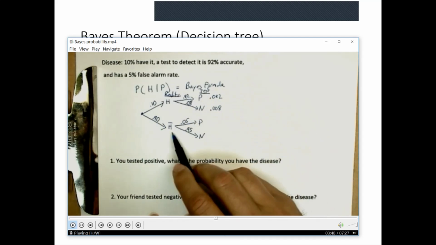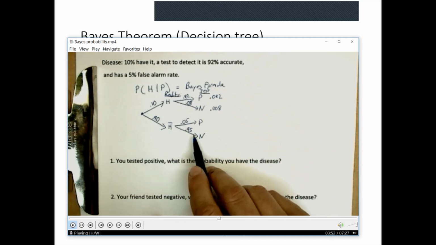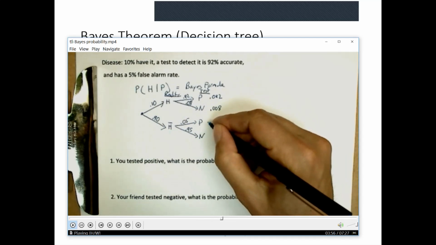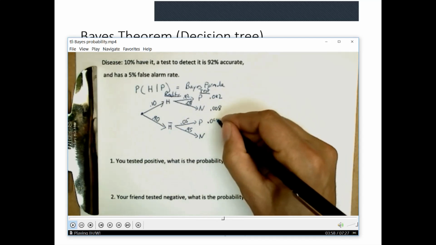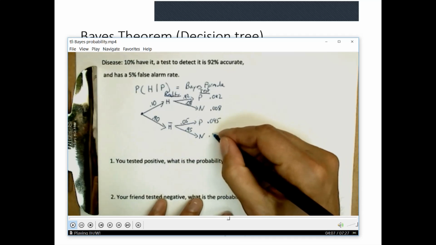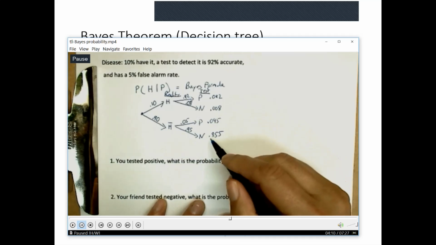The test should be correct. You don't have it, it tells you you don't have it. It confirms your non-having it case. What is 0.05 times 0.9? 0.045. And what is 0.9 times 0.95? 0.855.